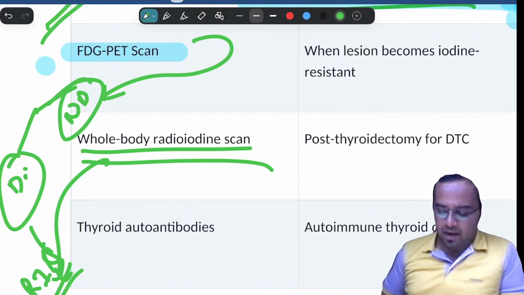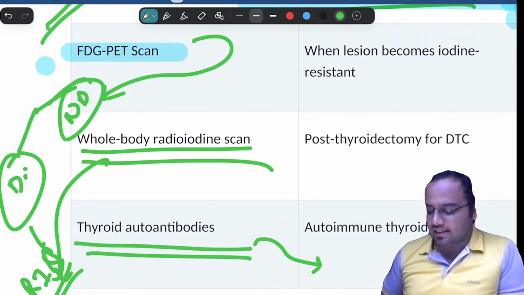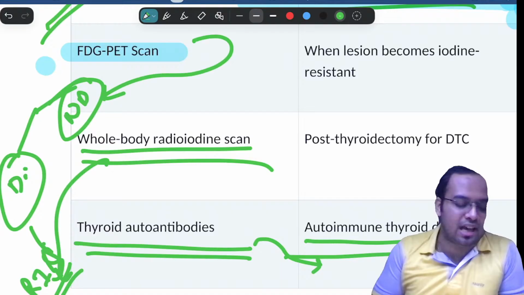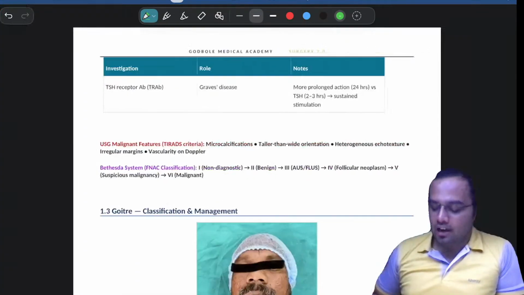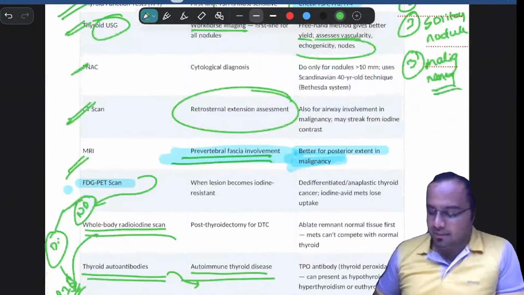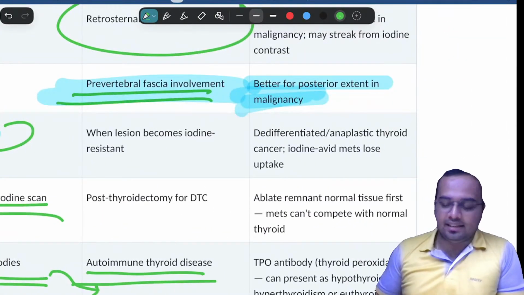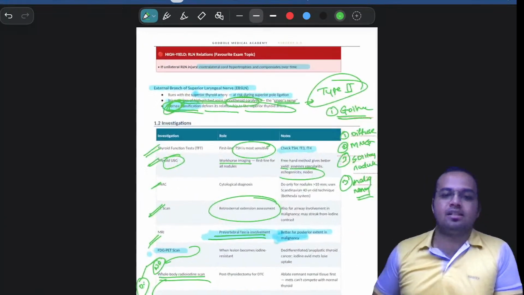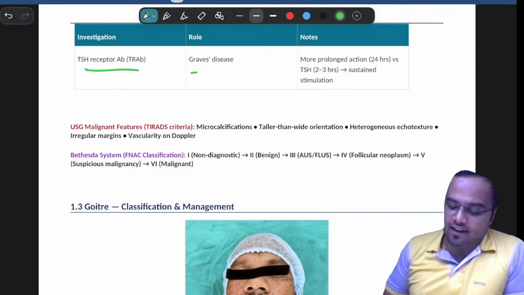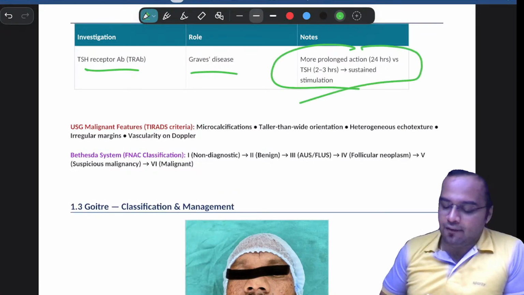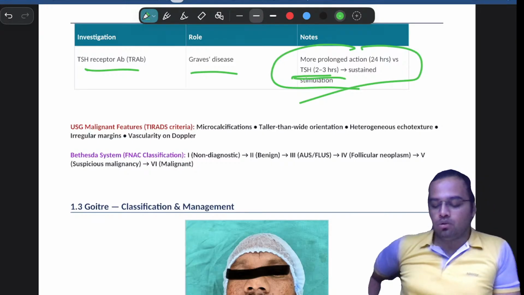And antibodies might be important when you are dealing with diseases like autoimmune thyroid diseases like Hashimoto's thyroiditis, Graves disease. तो उसमें thyroid के antibodies हमें आने वाले हैं. So thyroid peroxidase antibodies are seen typically in Hashimoto's disease, and in Graves disease हमें मिलने वाले thyroid stimulating antibodies, TSH stimulating antibodies. Thyroid receptor antibodies are seen in Graves disease. So it has more prolonged action, 24 hours versus TSH के 2 to 3 hours.